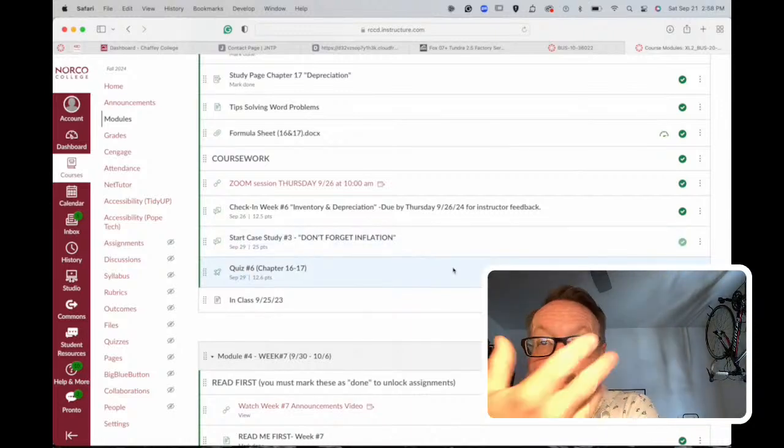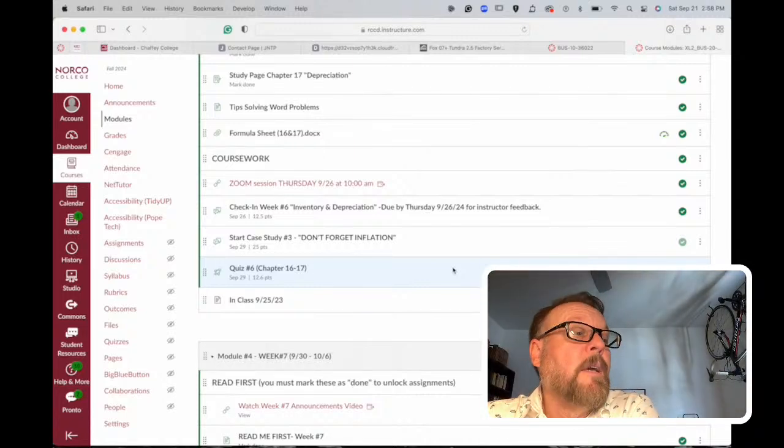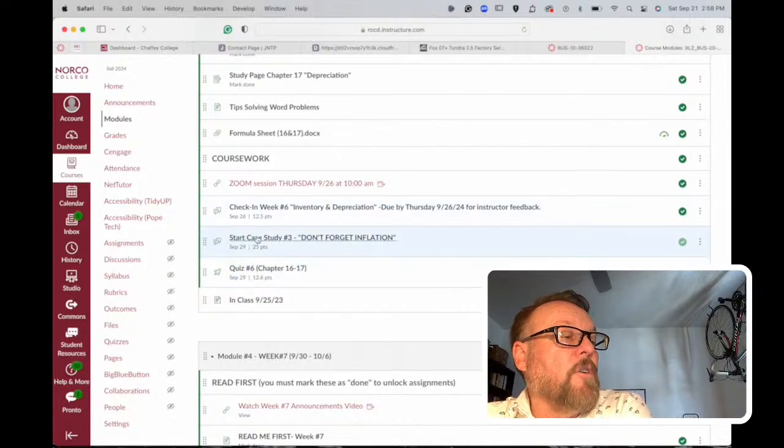You just need to think through when inventory comes and when inventory goes, and look at the schedule and make decisions based off of that. So you're going to be doing that. You're going to be completing your case study number 3, which, don't forget, is inflation.